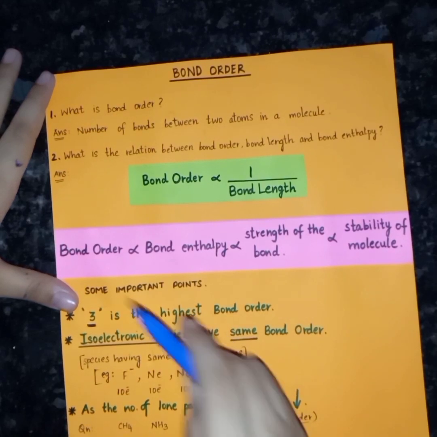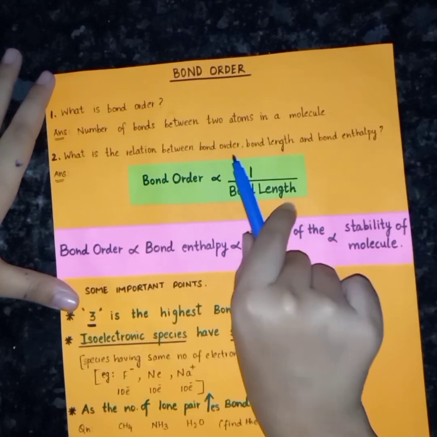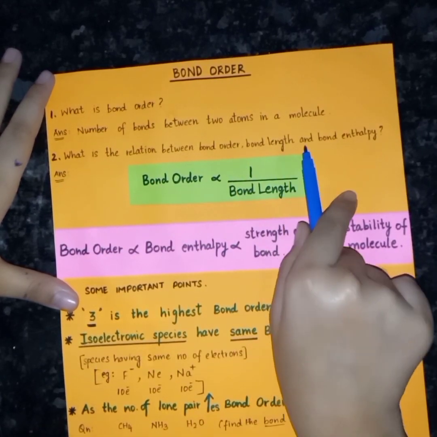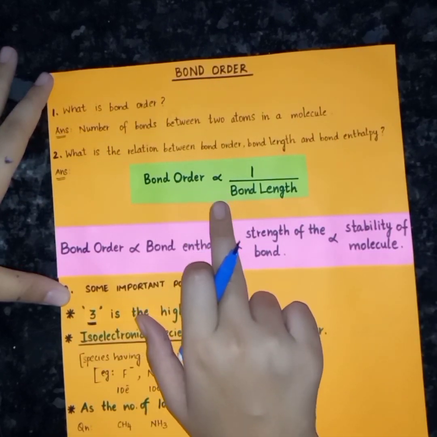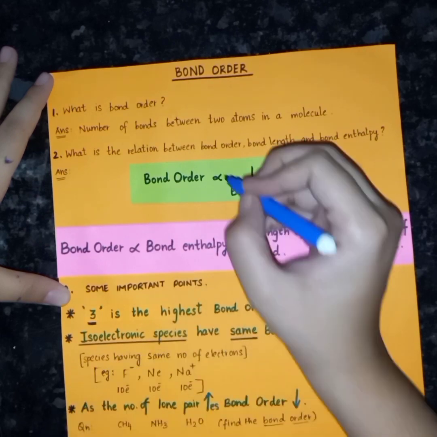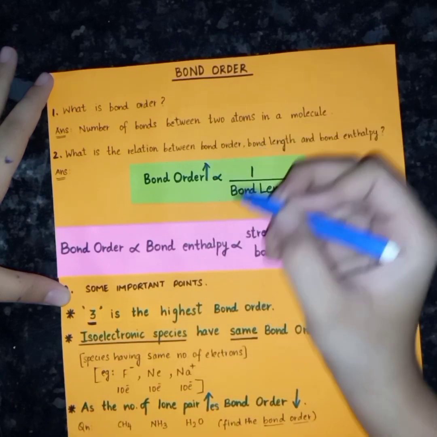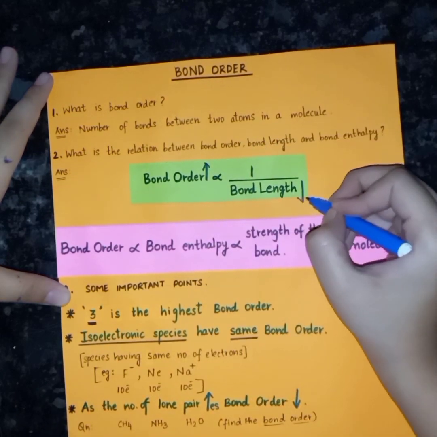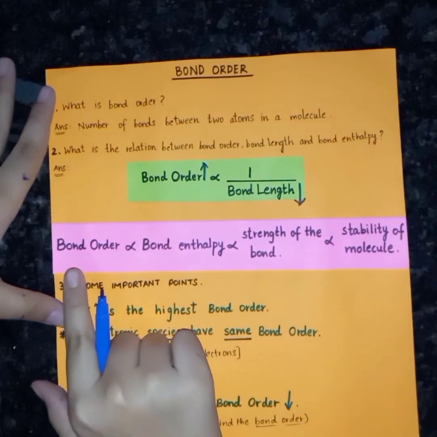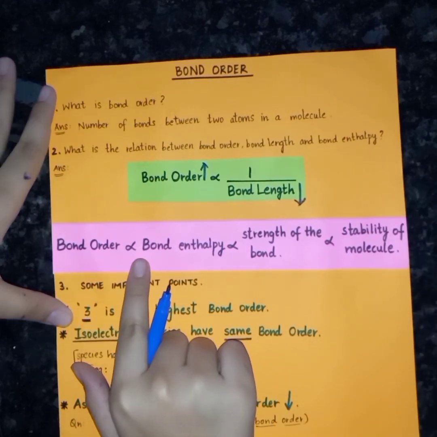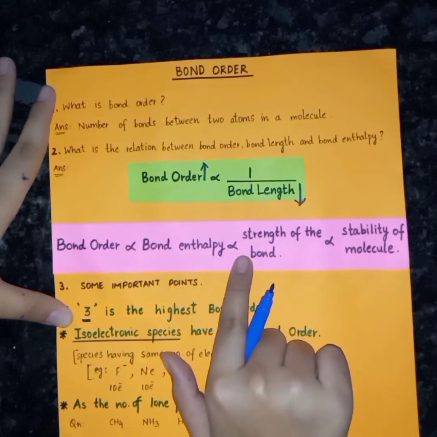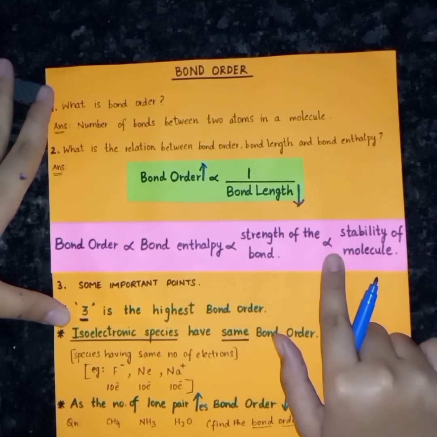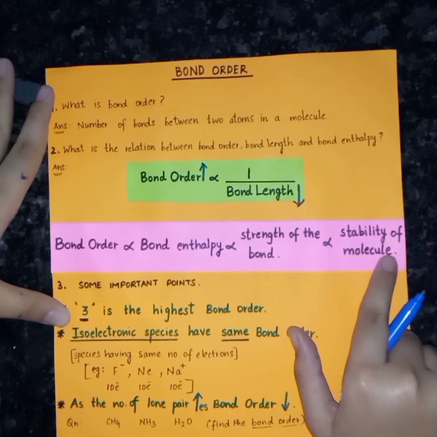Second question, what is the relation between bond order, bond length and bond enthalpy? Bond order is inversely proportional to bond length. As the number of bonds increases, the bond length will decrease. Bond order is directly proportional to bond enthalpy, which is directly proportional to the strength of the bond, which is directly proportional to the stability of the molecule.